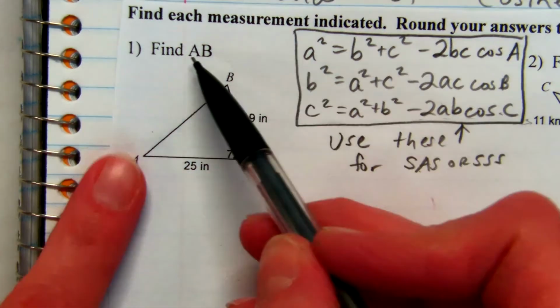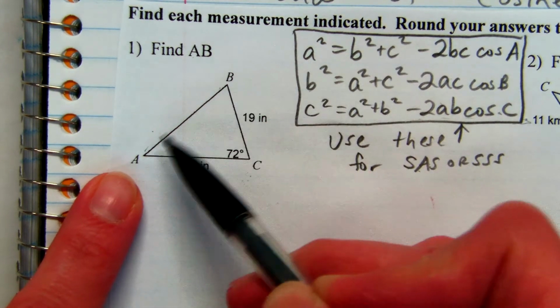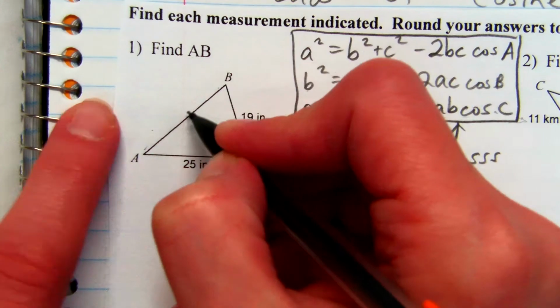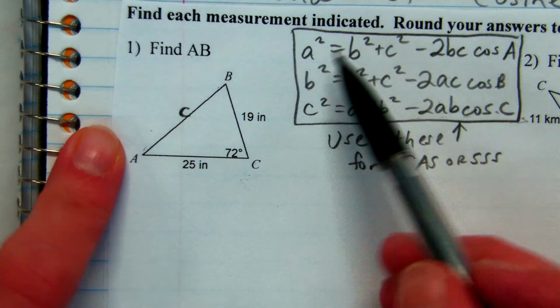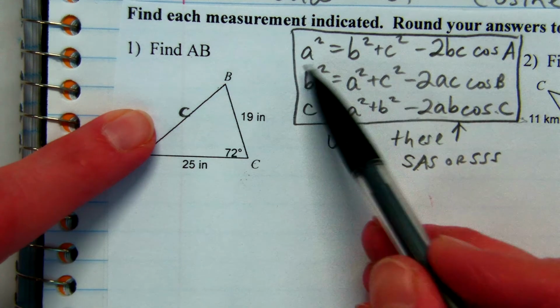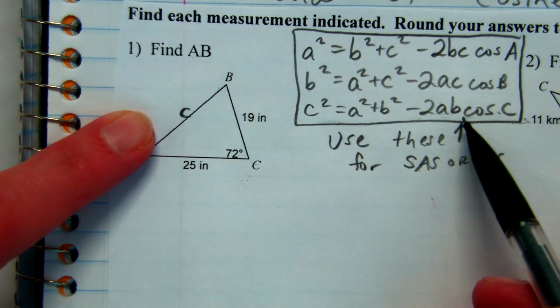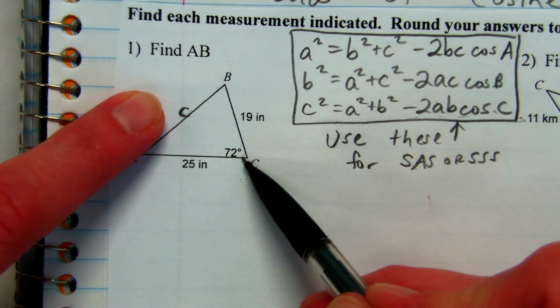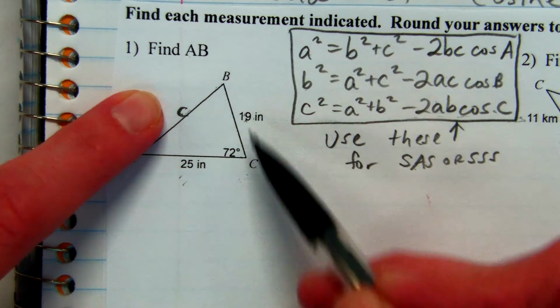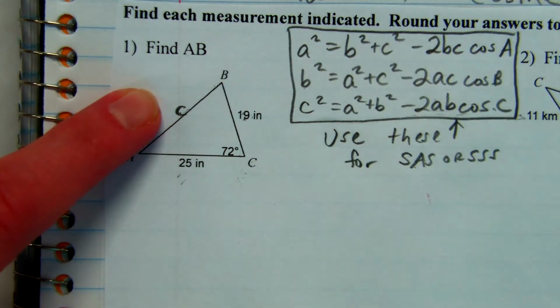So in this it says find the length of AB. AB is across from angle C, so I'm going to think of that as being side little c, which is the way that these are noted in the formulas. Okay? So if I'm looking for this side, and I have the angle across from it and these 2 sides that are next to it, the formula is pretty straightforward.